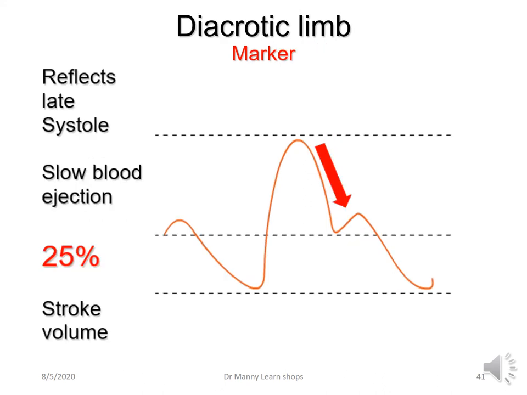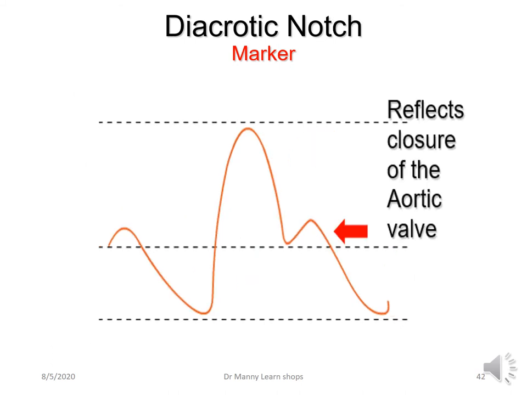Then you've got the dicrotic limb, the second beat, the downbeat, and this reflects late systole. This is still slow ejection of blood, approximately 25% of stroke volume, until it reaches a point where you get retrograde flow and the aortic valve closes. This is reflected in the dicrotic notch, which reflects closure of the aortic valve. You have to be able to see that. Otherwise, how can you put your marker when you want to inflate the balloon? So the dicrotic notch is a marker that reflects closure of the aortic valve.